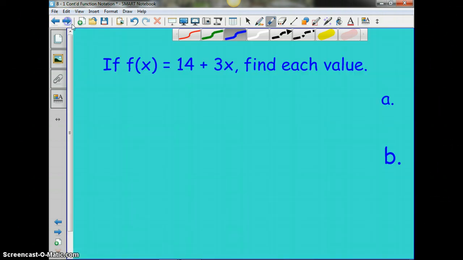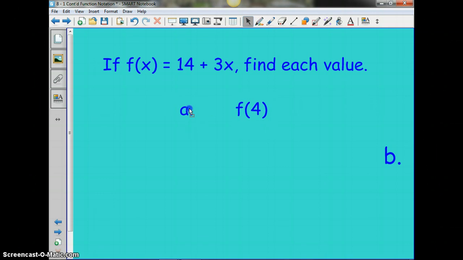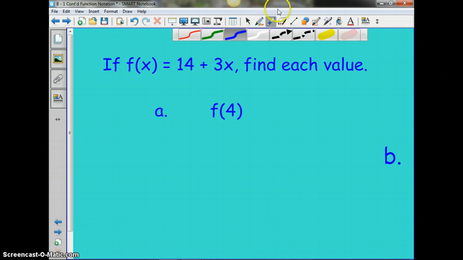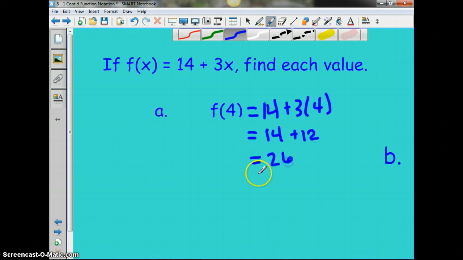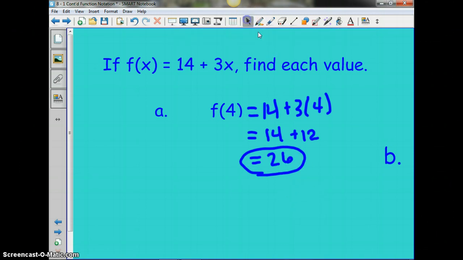Let's try another one. Go ahead and pause the video now and see if you can figure out f of x equals 14 plus 3x when we plug in 4. So see if you can find out what f of 4 is. If you said it was 26, you were correct. It is 14 plus 3 times 4. So we have 14 plus 12, which gives us 26. So f of 4 equals 26.